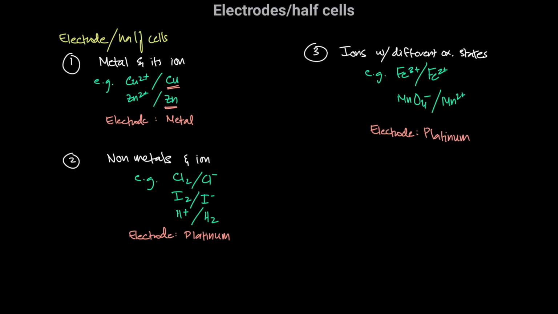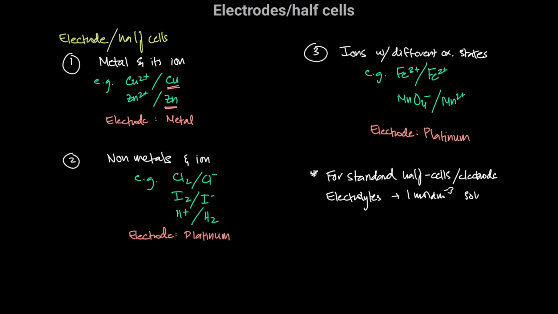One note I want to make here is that for standard half cells, or standard electrodes, your electrolytes will be 1 mole per dm cube solutions. You should have 1 mole per dm cube of solution of every ion present in the equilibrium.